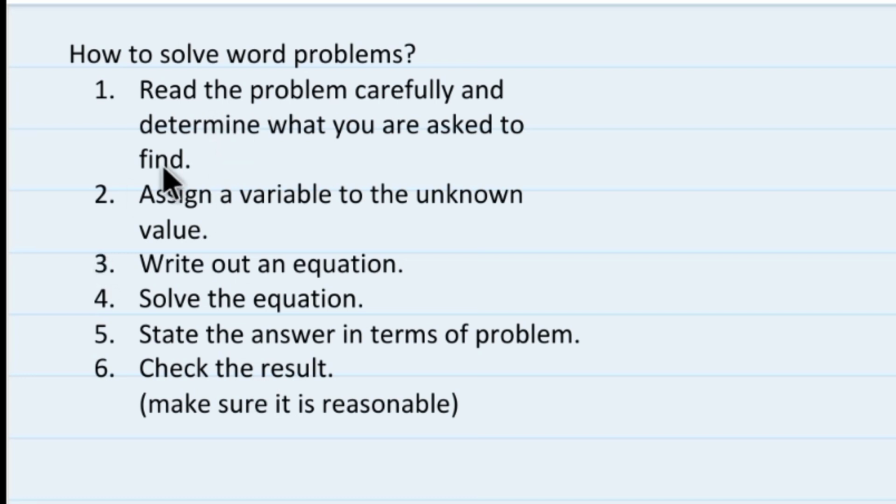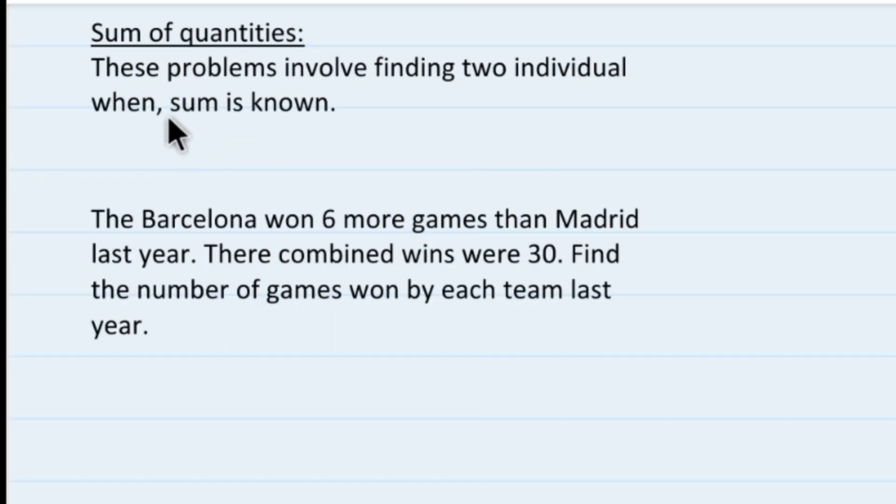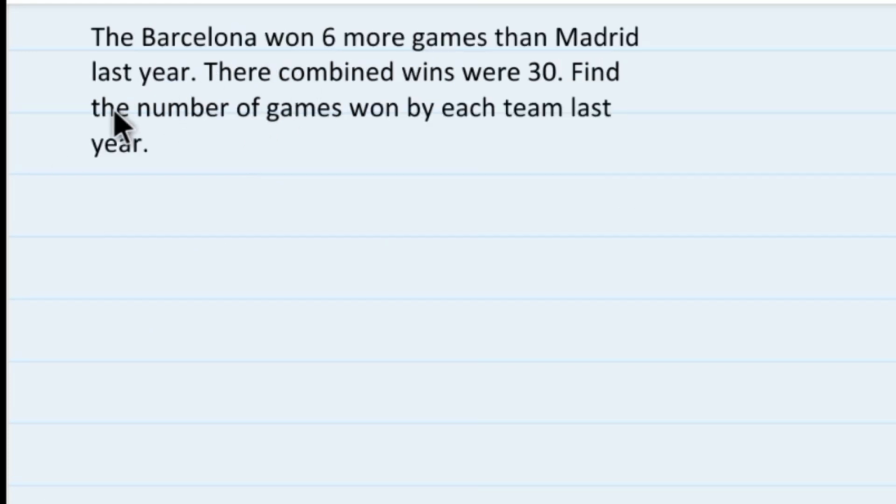Now we will apply these steps to solve our word problems. Now we will solve different types of word problems. The first type is sum of quantities. What does it mean? These problems involve finding two individual quantities when their sum is known. Our first example deals with such type of word problems. The first example is: Barcelona won 6 more games than Madrid last year. Their combined wins were 30. Find the number of games won by each team last year.